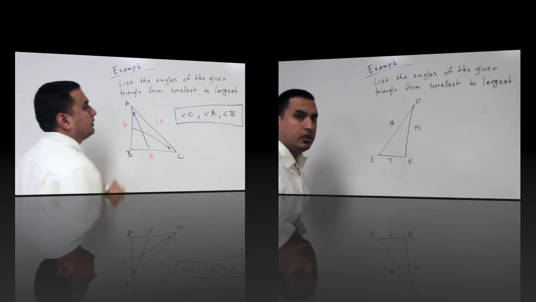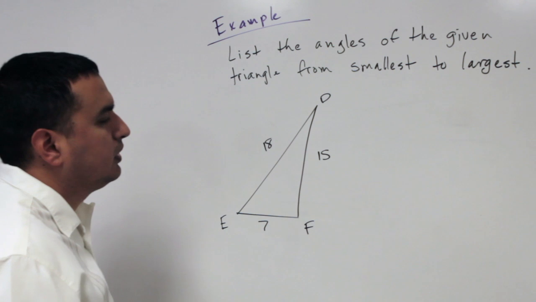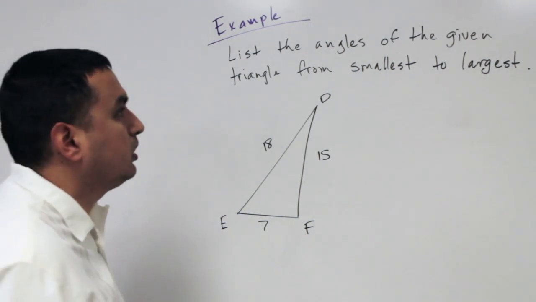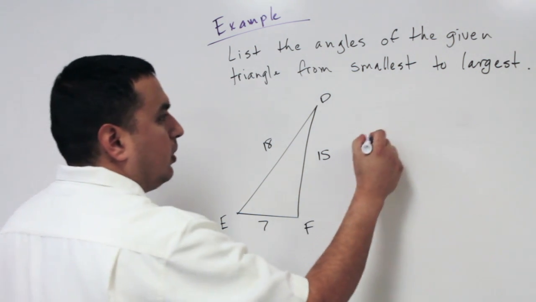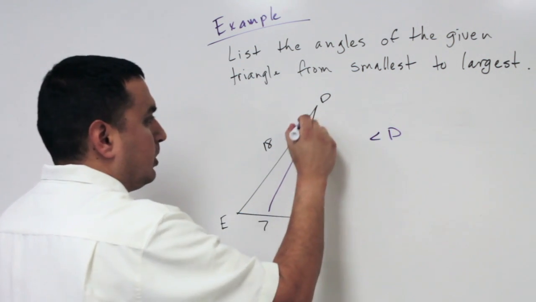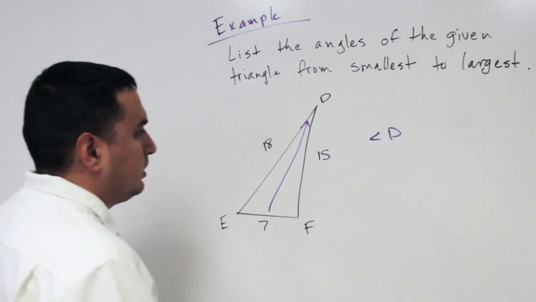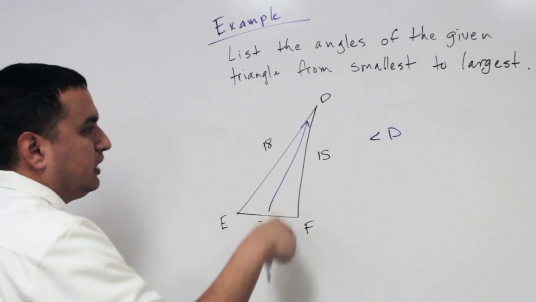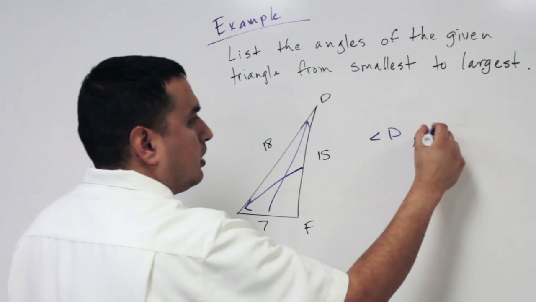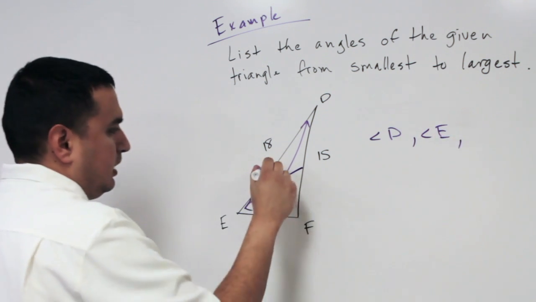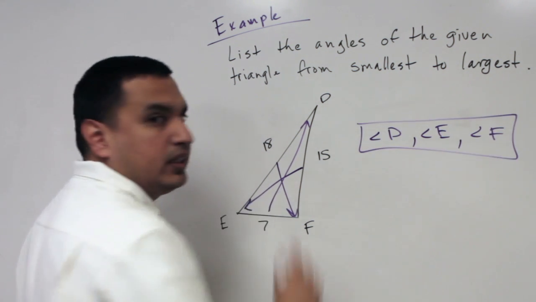Okay. All right, let's try another one. This triangle DEF, I want to list them in order from smallest to largest. So my smallest side is EF. That means my smallest angle has to be D. Remember, we're looking opposite. The next smallest side is the 15, which is DF. And opposite or across from DF is angle E, which would mean that angle F has to be the largest angle.